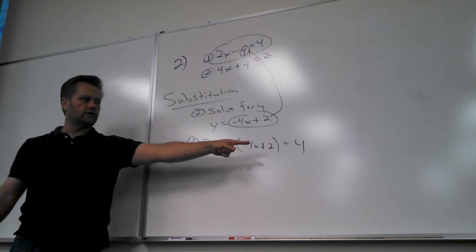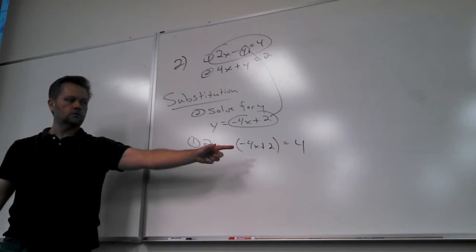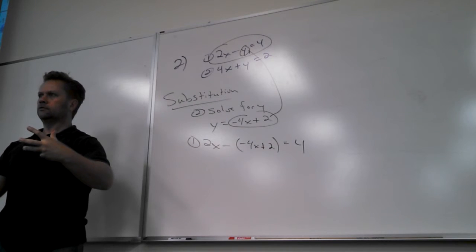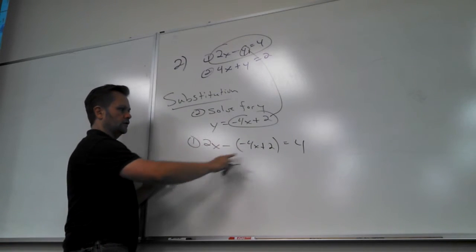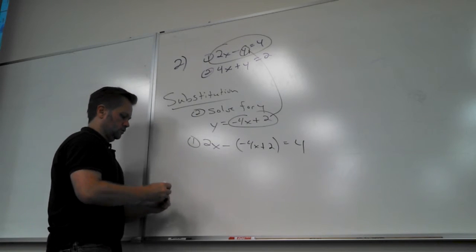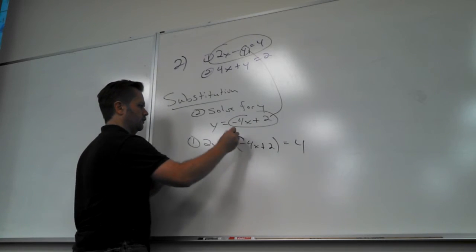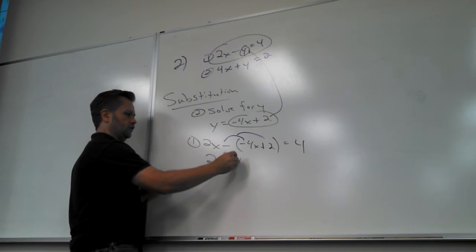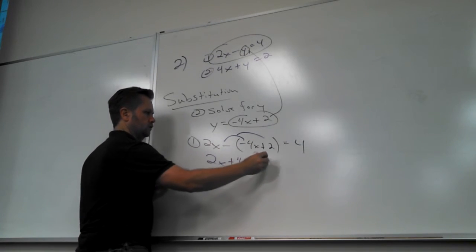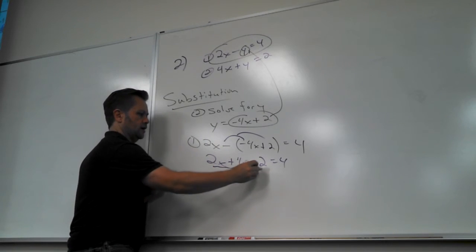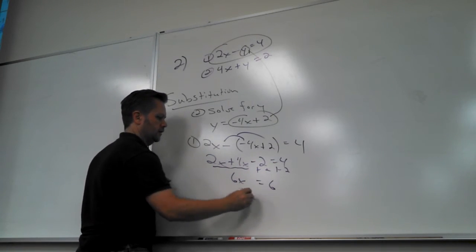And now, what's better about this equation? Yeah, there's only one variable in it. There's only x, right? So how do I solve this equation? Distribute, I like it. So distribute the negative. So I get 2x plus 4x minus 2. So I get 6x equals 6. X is 1.